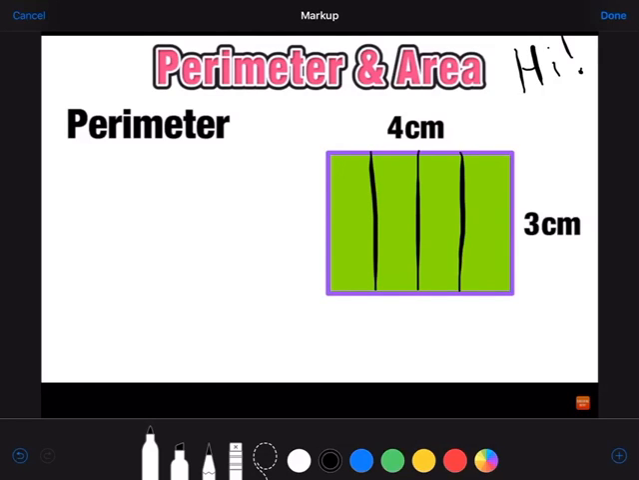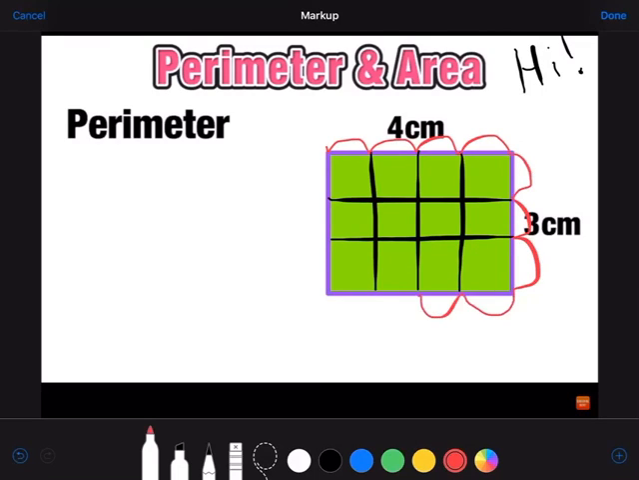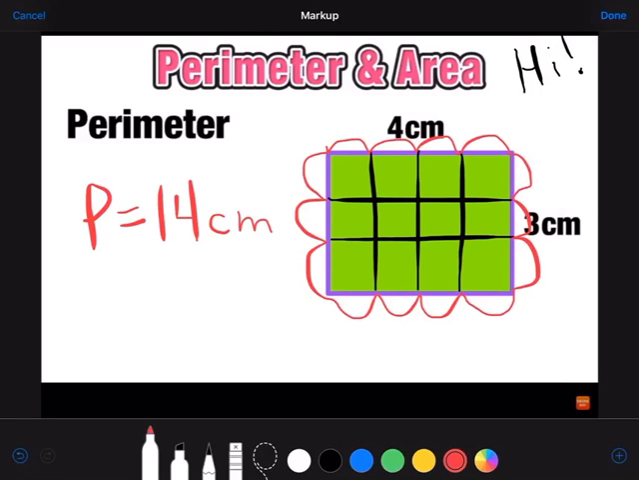grade. At that time, if you were calculating perimeter, your shape was probably already broken up into square units like I just did for you here. And then you would physically use your finger or your pencil and measure the distance around the shape. So you do something like this: 1, 2, 3, 4, 5, 6, 7, 8, 9, 10, 11, 12, 13, 14. And you'd get that the perimeter was equal to 14 centimeters.